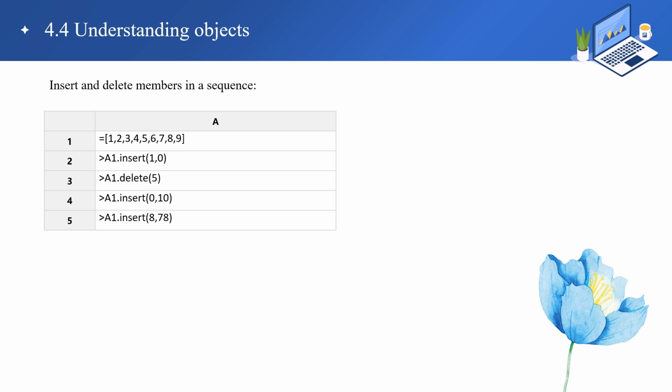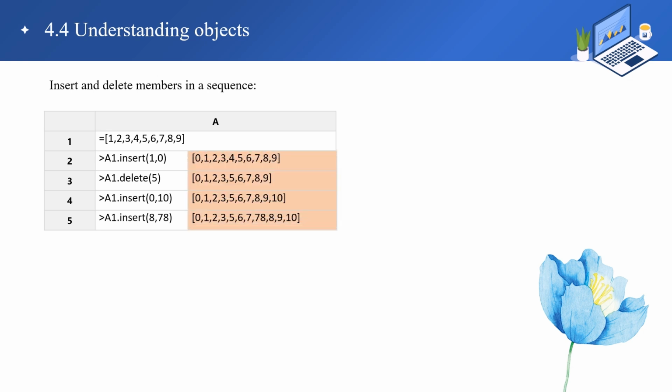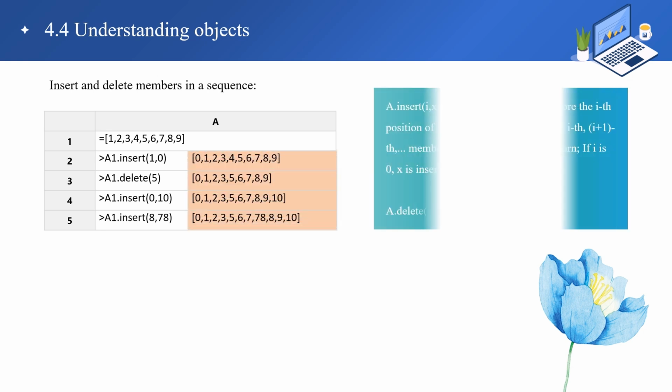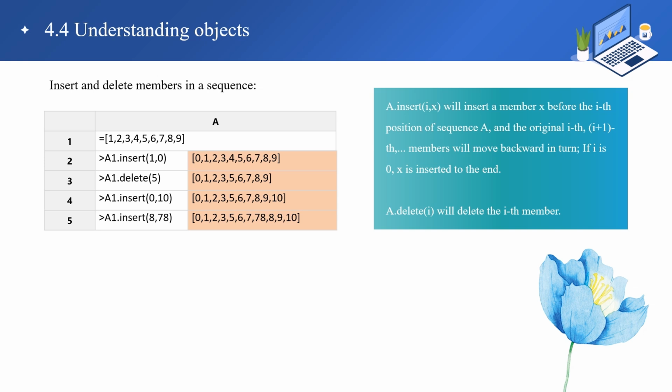In fact, for the sequence object, SBL provides ways to change its length, which is, to be exact, to insert and delete members. Execute the program and observe the changes in A1. A.insert(i, x) will insert a member x before the ith position of sequence A, and the original ith, i plus 1's members etc. will move backward in turn. If i is 0, x is inserted to the end, that is, appending a member. A.insert will increase the length of the sequence. A.delete(i) will delete the ith member, and the sequence length will be reduced.